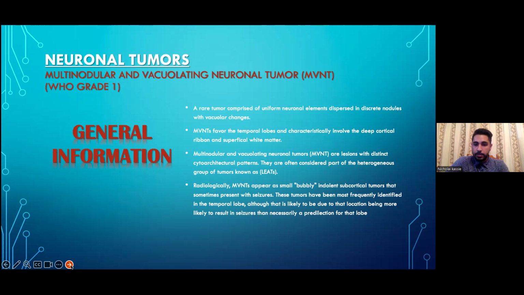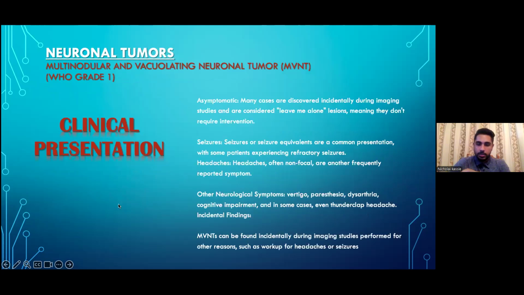Radiologically, MVNTs appear as a small bubbly appearance and indolent subcortical tumors that sometimes present with seizures. These tumors have been most frequently identified in the temporal lobe, although that is likely due to that location being more likely to result in seizures than necessarily a predilection for that lobe. In terms of clinical presentation, seizures, usually temporal lobe epilepsy type findings.